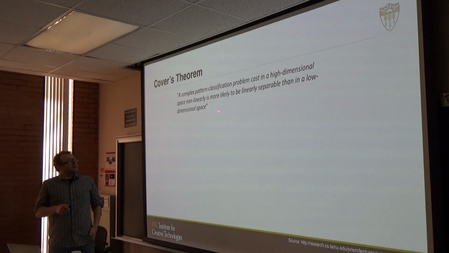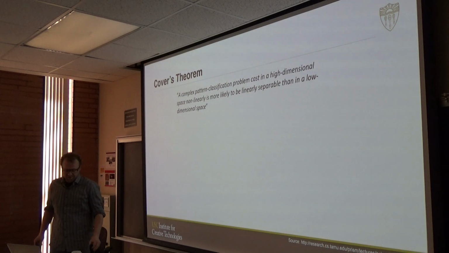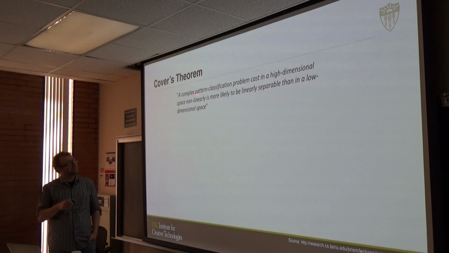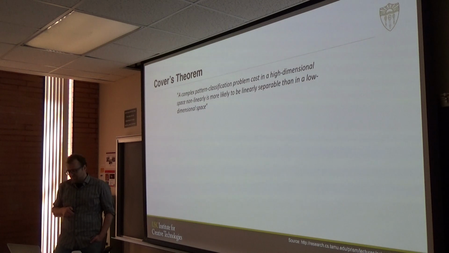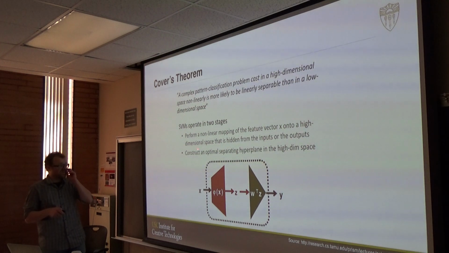As I mentioned earlier, if you have a problem that's not linearly separable, you might be able to separate it linearly in a higher dimensional space. There's actually a theorem about that, Cover's theorem, which basically states that a complex pattern classification problem cast non-linearly in a high dimensional space is more likely to be linearly separable than in a low dimensional space. Okay, and so basically what the support vector machine does is perform two steps.